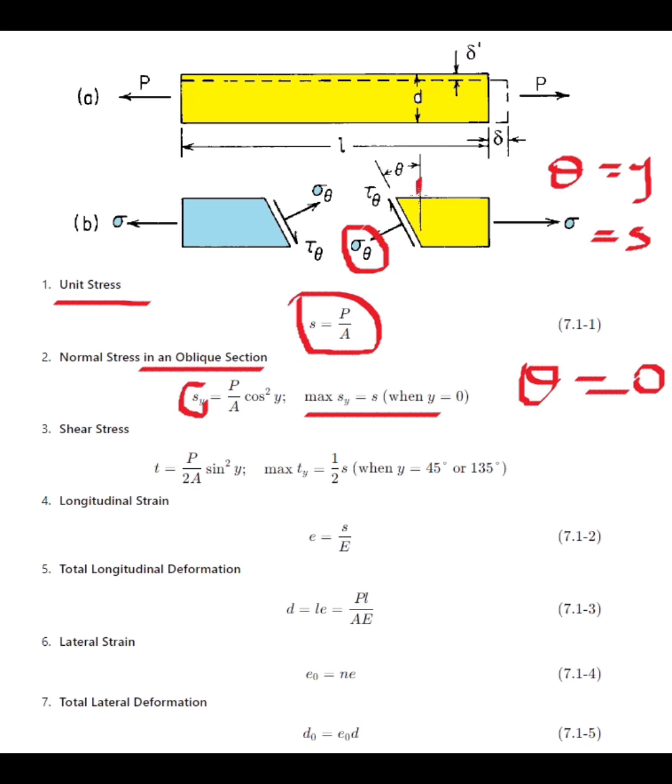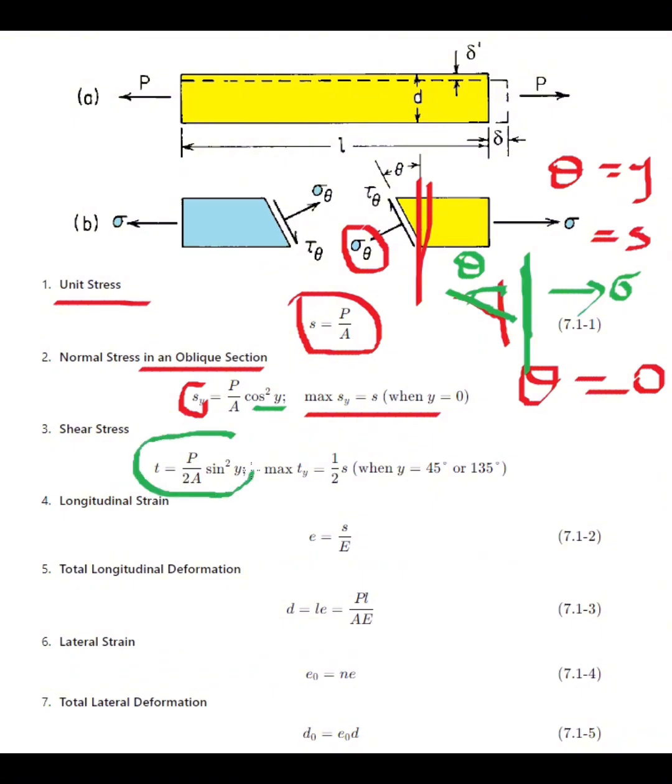If theta is 0, this plane will become this, right? This is the plane. If this plane's theta is 0, it will come like this. So in that plane sigma will be the maximum stress, that is S, that is P by A. Because theta equals 0, P by A maximum will come. And shear stress tau equals P by 2A sin 2 theta, that is this tau theta.